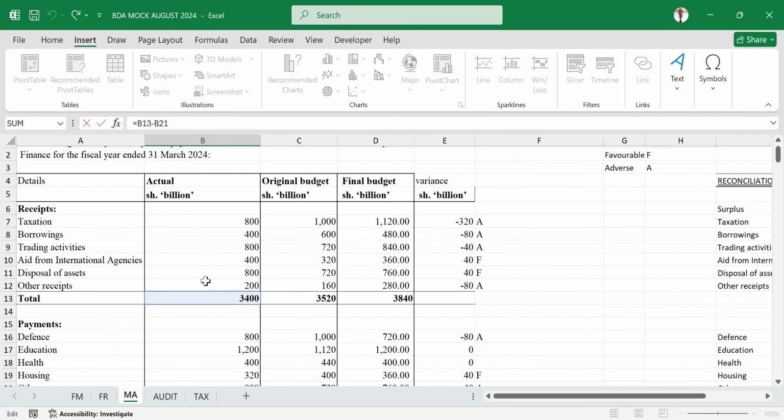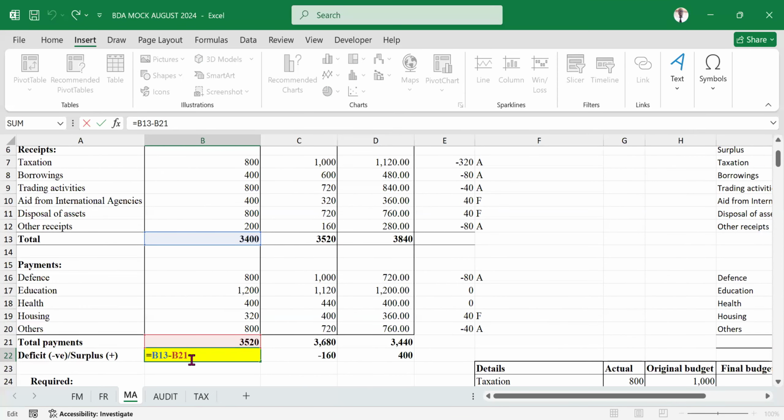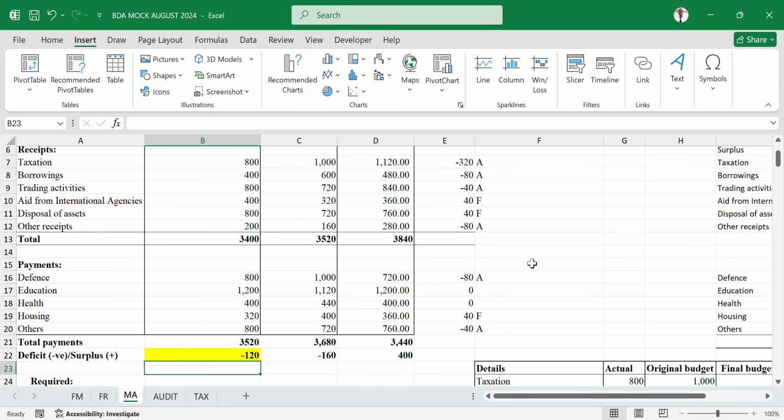If I activate my formula, you can see we are comparing the total of receipts against the total of payments. The reason why we are starting with the receipts is because you should spend only what you have. You should not spend what you don't have in terms of budget. That's why a budget is there. A budget is there to guide you so that you know if you are working within your budgeted amount. Don't spend more than what you have. That's why we are comparing payments against receipts. We start with the receipts. That's how we got the deficit of 120.